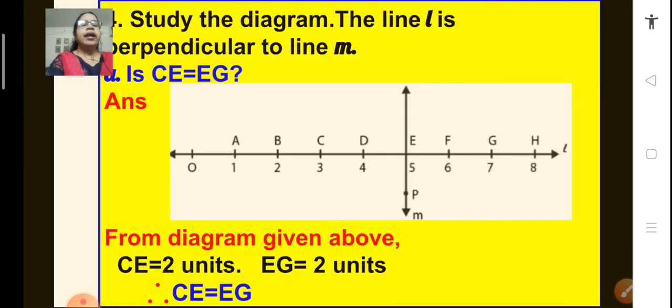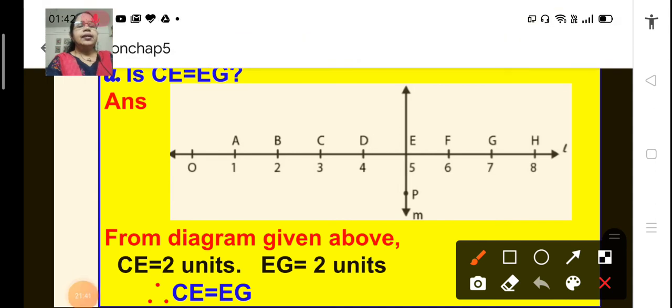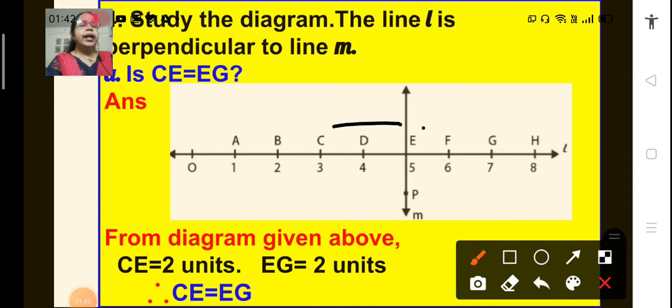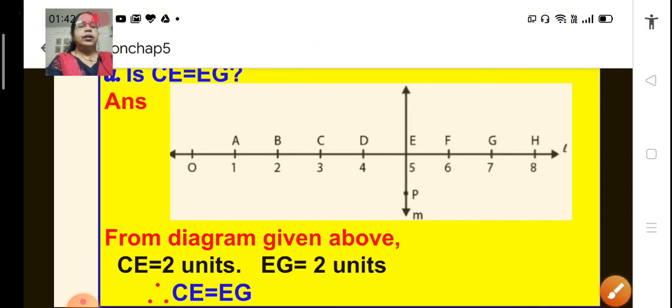Then study the diagram. The line L is perpendicular to line M. Is CE equal to EG? We can see that CE is 2 units and EG is also 2 units. So yes, they are equal.